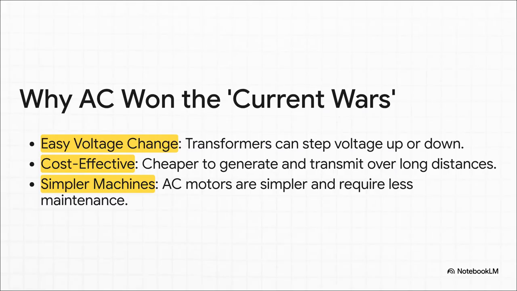So you might be asking, why AC? Why did this back-and-forth current win the famous current wars and become the standard all over the globe? Well, it really boils down to three huge advantages. First, and this is the big one, its voltage is super easy to change. You can use a transformer to bump it way up for sending it efficiently over hundreds of miles, and then step it right back down so it's safe to use in our homes.